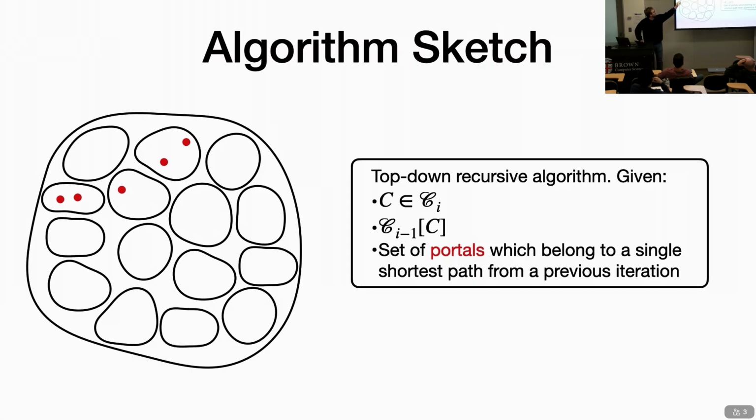And then we're going to have a set of portals, which are just vertices in our graph. And this is a recursive algorithm, and so these are going to be inherited from a previous level of the recursion, but we know that they're going to belong to some shortest path, which means any two portals are close together in our tree.